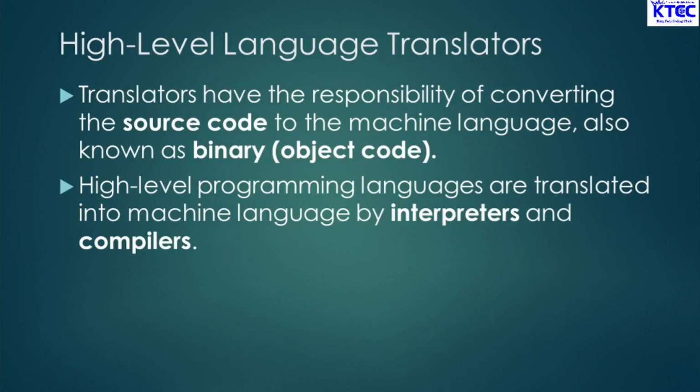The high-level programming languages are translated into machine language by interpreters and compilers. I've just said it earlier. So basically, our high-level languages that we are using today have interpreters and compilers in them that help to translate the source code to the understanding of the machines. That is zeros and ones. So basically, that is that.